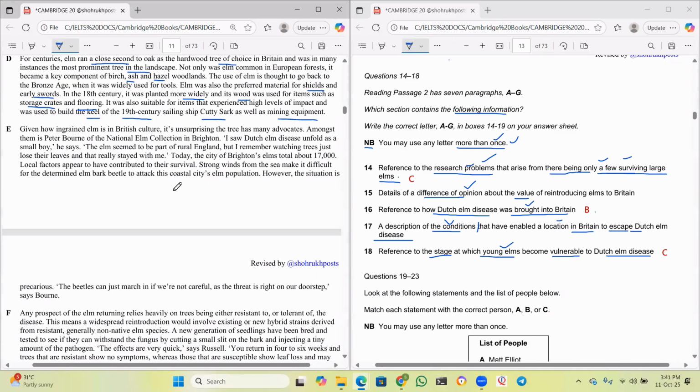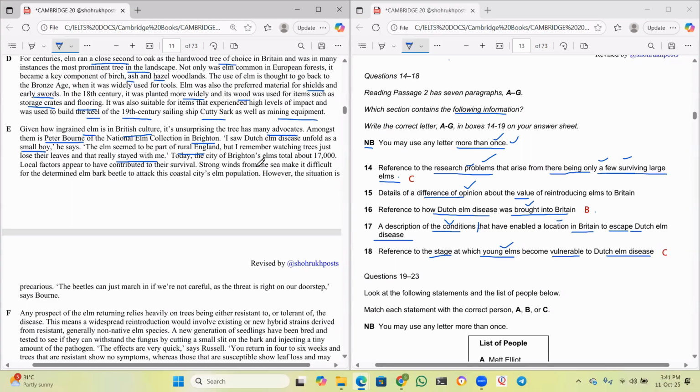Now, given how ingrained elm is in British culture, it's unsurprising that the tree has many advocates. Amongst them is Peter Bone of the National Elm Collection in Britain. I saw Dutch elm disease unfold as a small boy, he says. The elm seemed to be part of rural England, but I remember watching trees just lose their leaves and they really stayed with me.